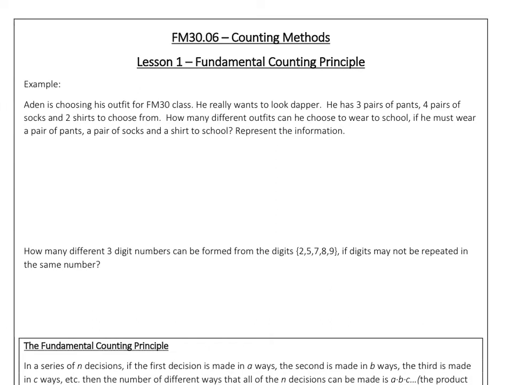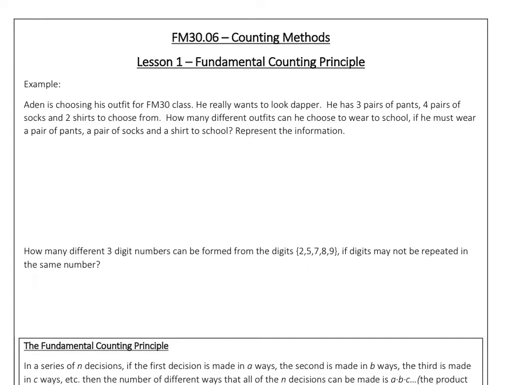All right, welcome to our first lesson on outcome 30.06, which is the counting methods. And the first one is the fundamental counting principle. So we're going to take a look at our first example. It says Aiden is choosing his outfit for a Foundations 30 class. He really wants to look dapper.